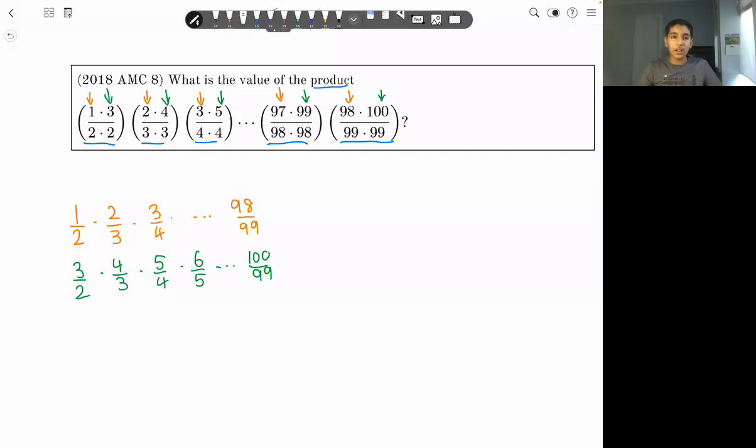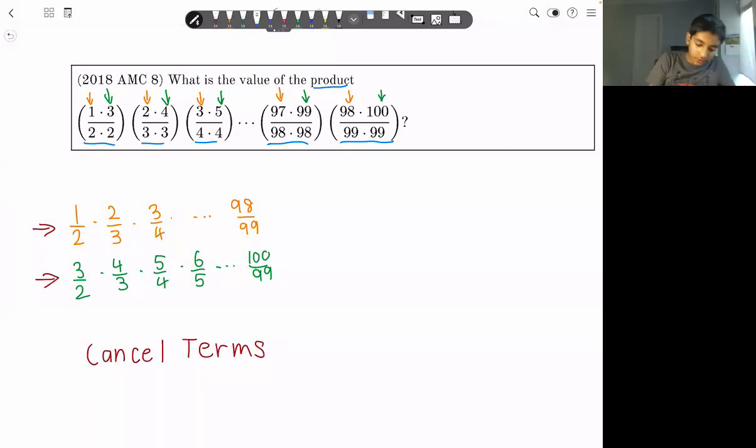See if you can try solving this problem on your own. I'll give some time to see if you can solve this problem. The trick is evaluating each of these expressions and then just multiplying them together. So now I'm going to go into the solution.